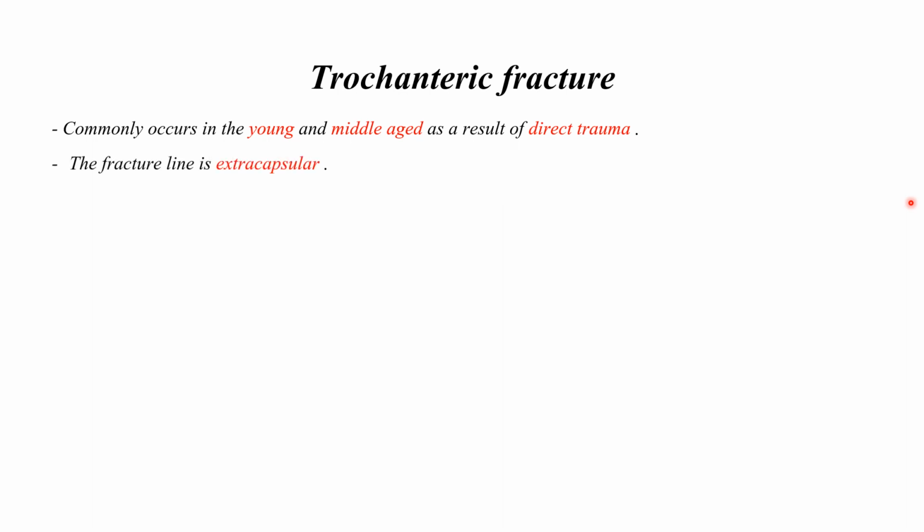Trochanteric fracture commonly occurs in the young and the middle aged as a result of direct trauma. The fracture line is extracapsular, that means it occurs outside the capsule of the hip joint. Both fragments of the femur have a preserved blood supply. The avascular necrosis here is of no concern.